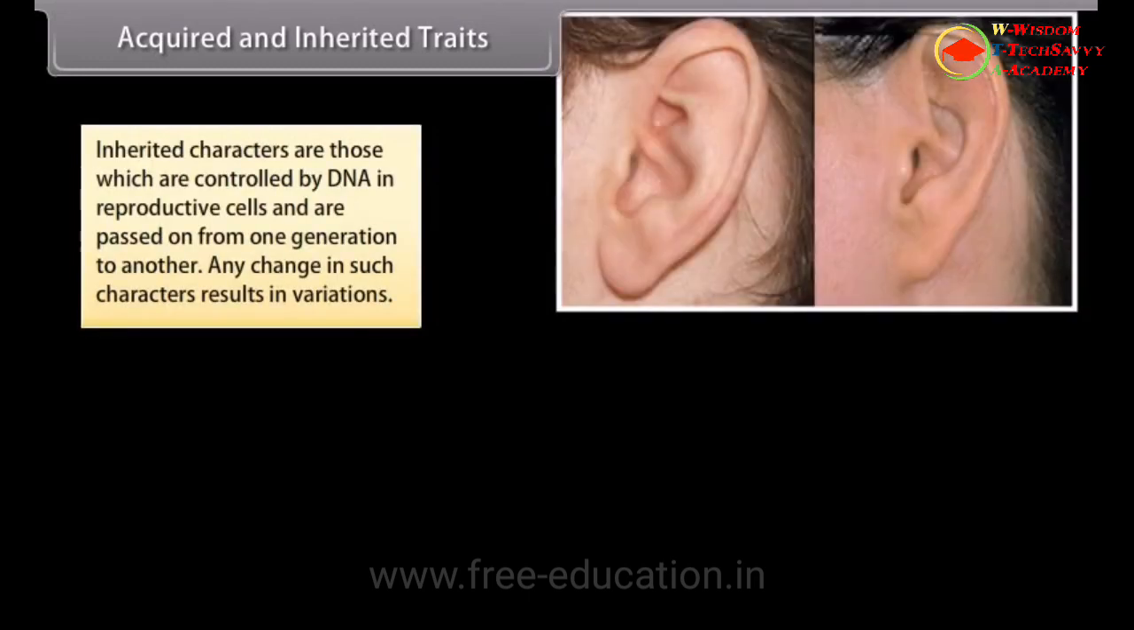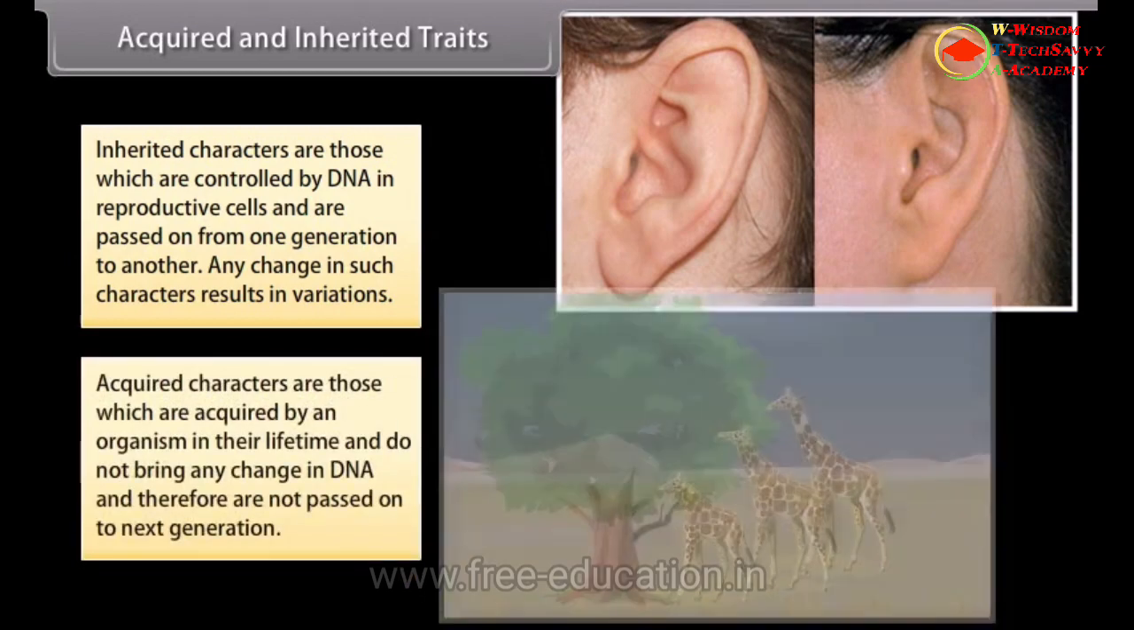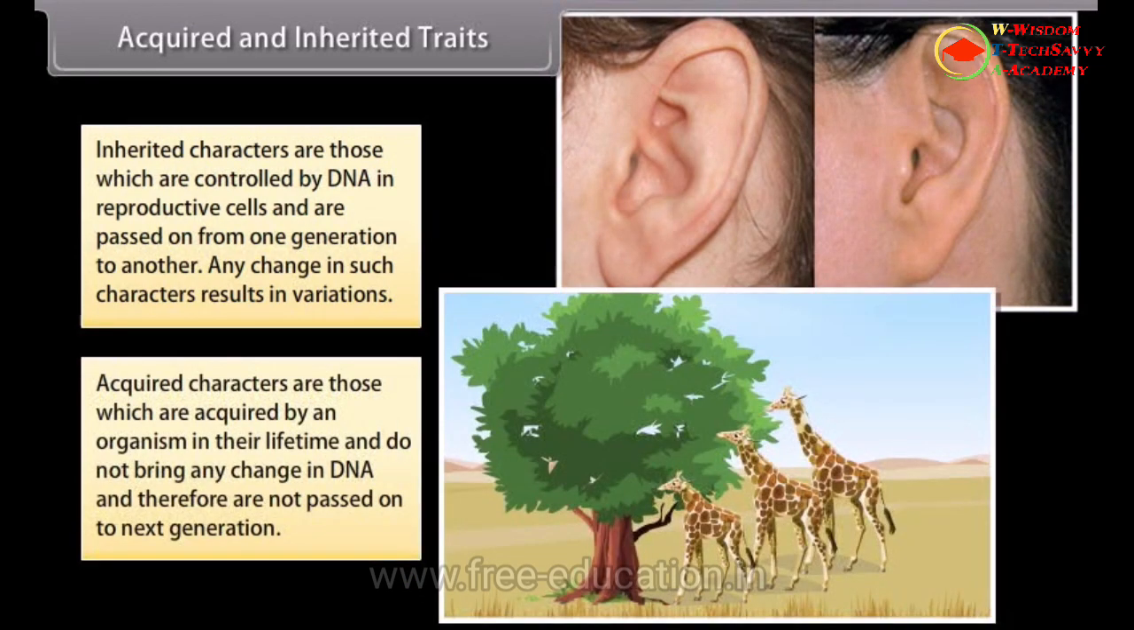Acquired and inherited traits. Inherited characters are those which are controlled by DNA in reproductive cells and are passed on from one generation to another. Any change in such characters results in variations. Acquired characters are those which are acquired by an organism in its lifetime and do not bring any change in DNA, and therefore are not passed on to the next generation.